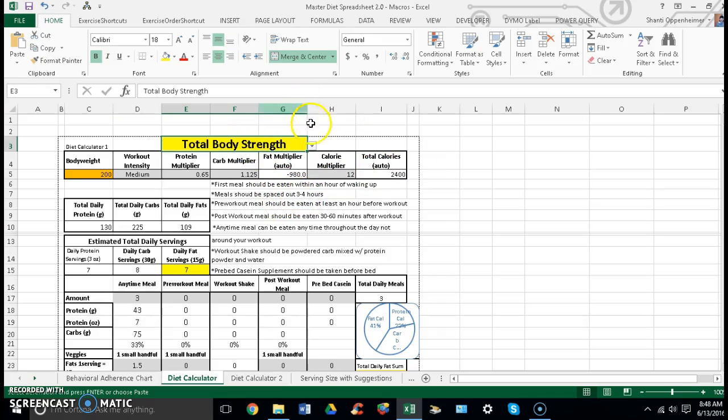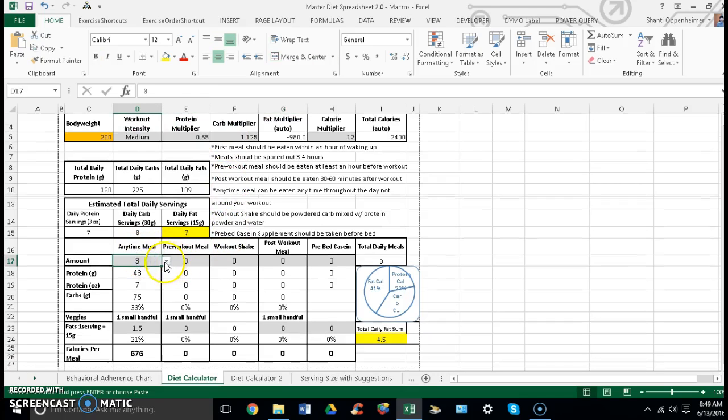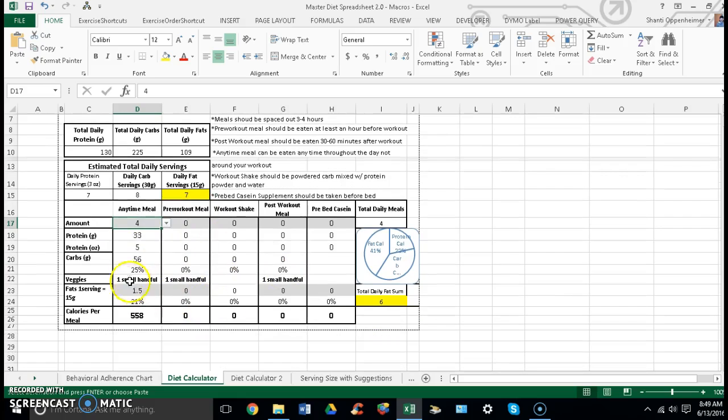Now, in this sample diet plan, we have someone's total body strength day, and we're just going to switch this to 4 meals. And basically what you want to look at here are the recommended nutrients per meal. Now, look at this. So we have 5 columns here.